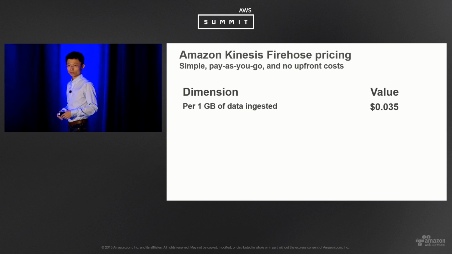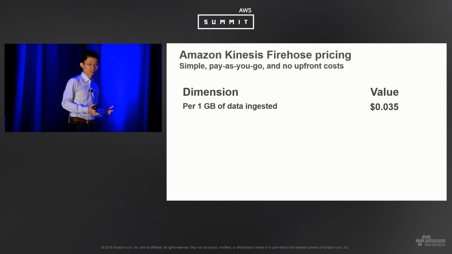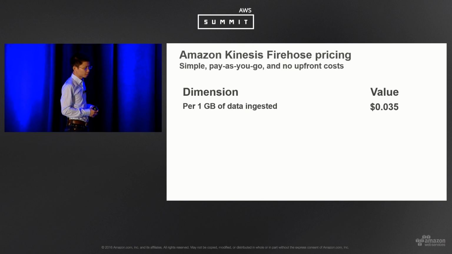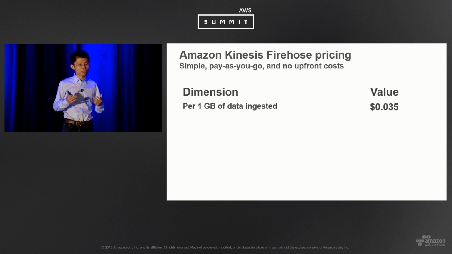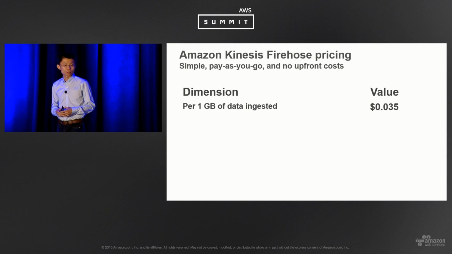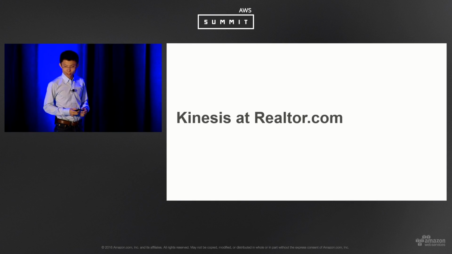Again, pricing is fairly simple, one dimension, nothing else. We charge 3.5 cents for every gigabyte of data that you ingest through Firehose. So it's fairly predictable for your cost. As long as you understand how much data you're going to send through Firehose, then you have a clear understanding of how much it's going to cost for you to run the streaming data pipeline on Firehose. So this is from my side.